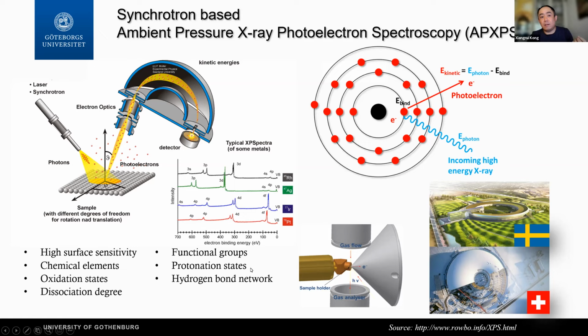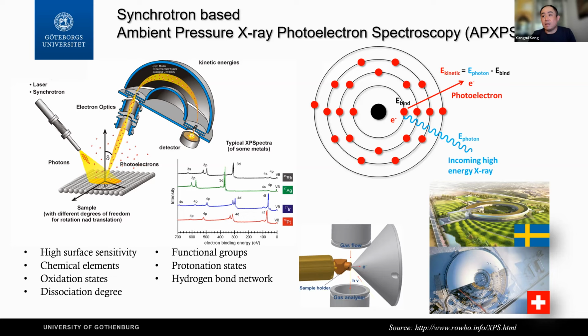And by the same setup, if we modify the principle a little bit, we don't measure the photoelectrons. We measure the Auger electrons. The Auger electron yield is proportional to the absorption of X-rays. Then we can get what is called NEXAFS, which is short for near edge X-ray absorption fine structure. And from that technique, we can also figure out the hydrogen bond network. So it's a very fine look at the local environment of the sample.